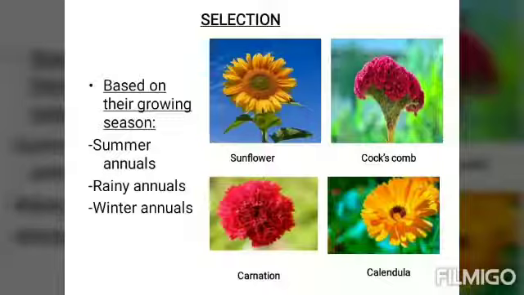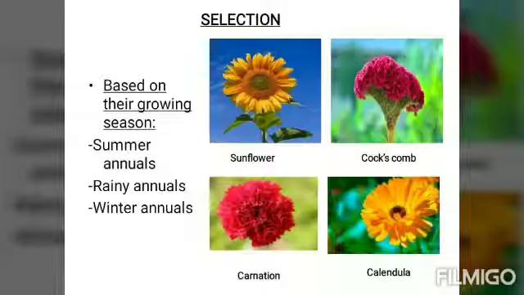Now we'll come to the third and last, based on the growing season, that is the winter annuals. Most of the winter annuals have been introduced by the British people in India. These annuals are able to tolerate comparatively low or cold temperature, and hence are grown in the winter season and bloom best during this season.